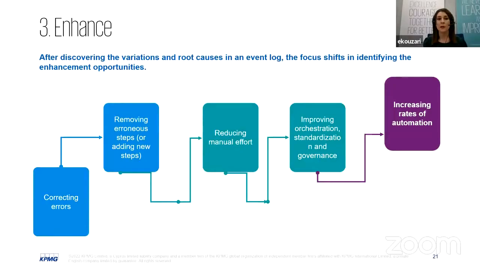We can reduce any manual effort. If we see, for example, a process step that involves processing an invoice and then sending the invoice by email to a specific employee to forward it, and we identify that this can be done automatically through the system, we can eliminate this manual effort and skip the step in order to improve our performance. And of course, improve orchestration, standardization, and governance, and increase rates of automation.